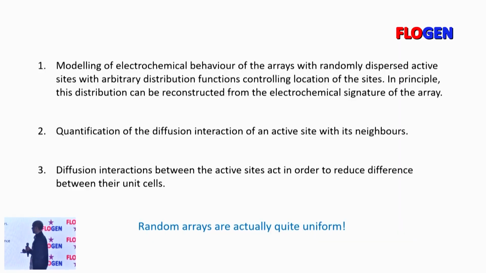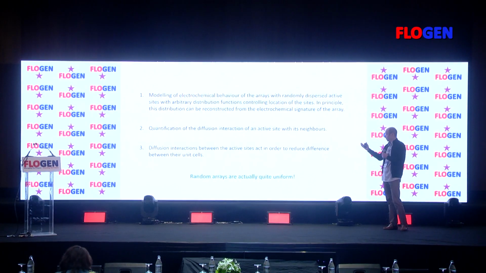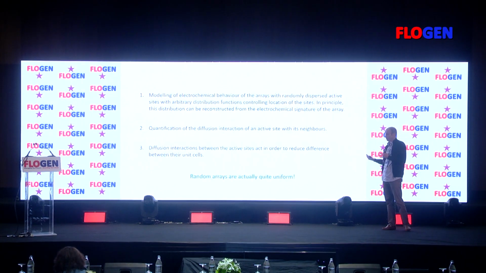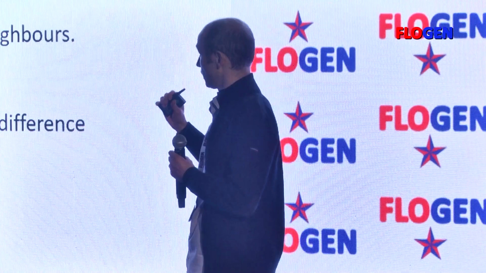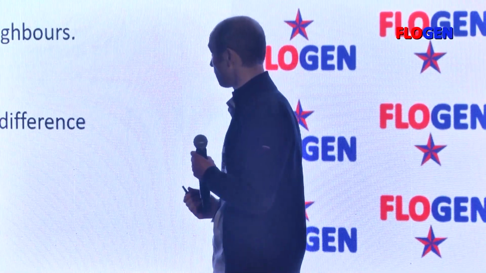And we also developed an easy way to quantify this diffusion interaction between the active sites. The most important point is that the diffusion interaction tends to reduce the differences between the active cells in the random array. This means that random arrays appear not as random and actually quite uniform, and this evidently will facilitate future analysis of measurements done on enzymatic electrodes.